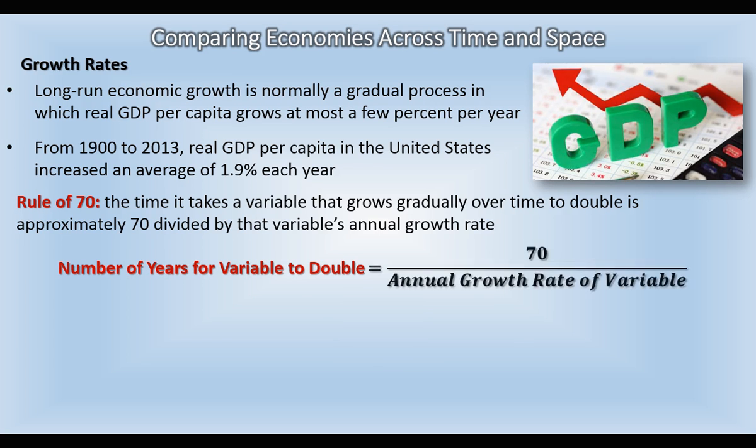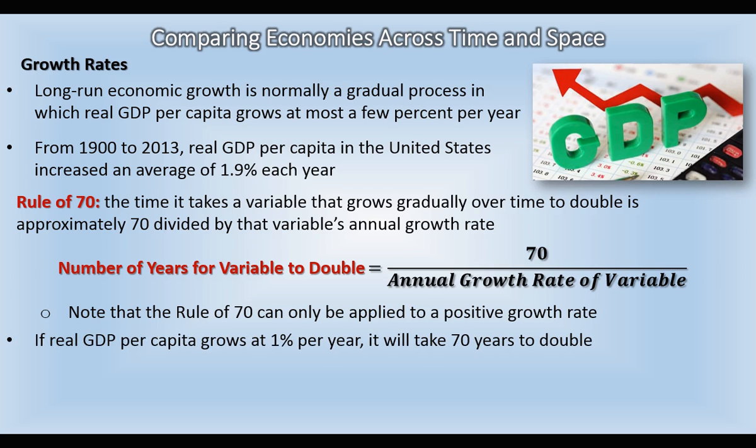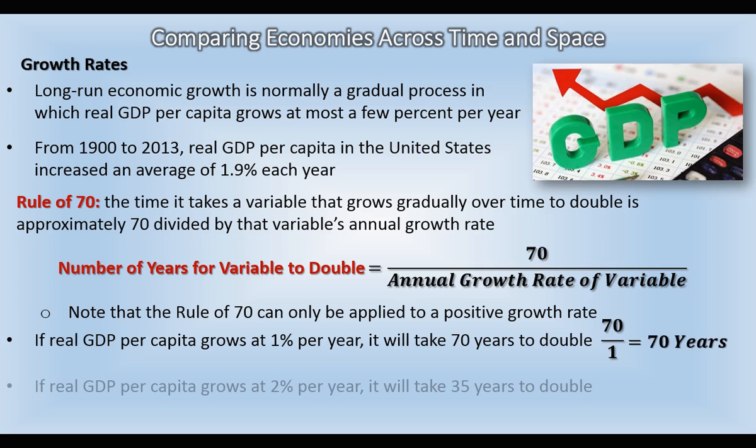So the number of years for a variable to double is, again, 70 divided by the annual growth rate of the variable. Note that the rule of 70 can only be applied to a positive growth rate, because if you have a negative growth rate, you're going to get a negative value, which tells you that you would have to move back in time, which doesn't make sense. So if real GDP per capita grows at 1% a year, then it would take 70 years for real GDP to double. You just divide 70 by 1, and that tells you how long it would take. If real GDP per capita grows at 2% per year, it will take 35 years to double.